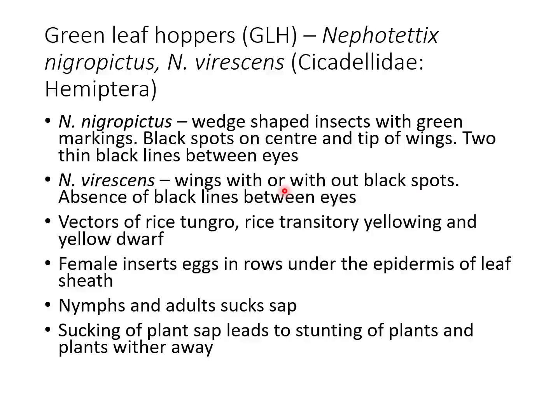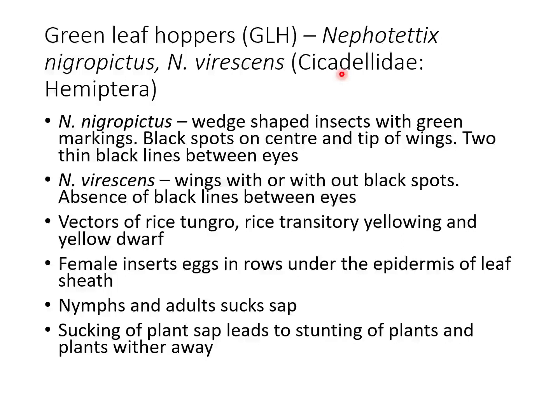Coming to the next set of hoppers, that is leaf hoppers. We have green leaf hoppers. We have two genera, Nephotettix nigropictus and Nephotettix virescens. The leaf hoppers belong to the family Cicadellidae. Remember, most of the leaf hoppers belong to the family Cicadellidae. Both the insects are wedge shaped, that means V shaped, and they are green in color with black spots.